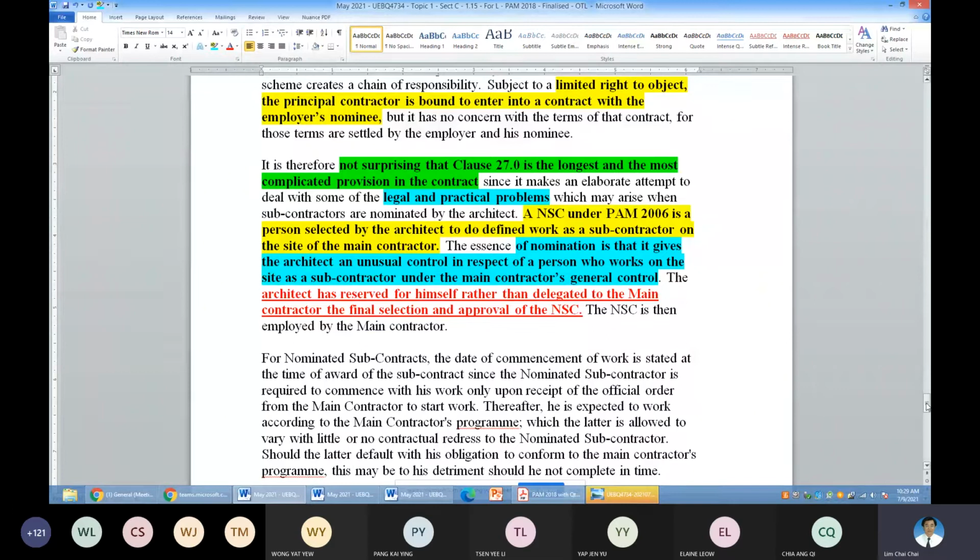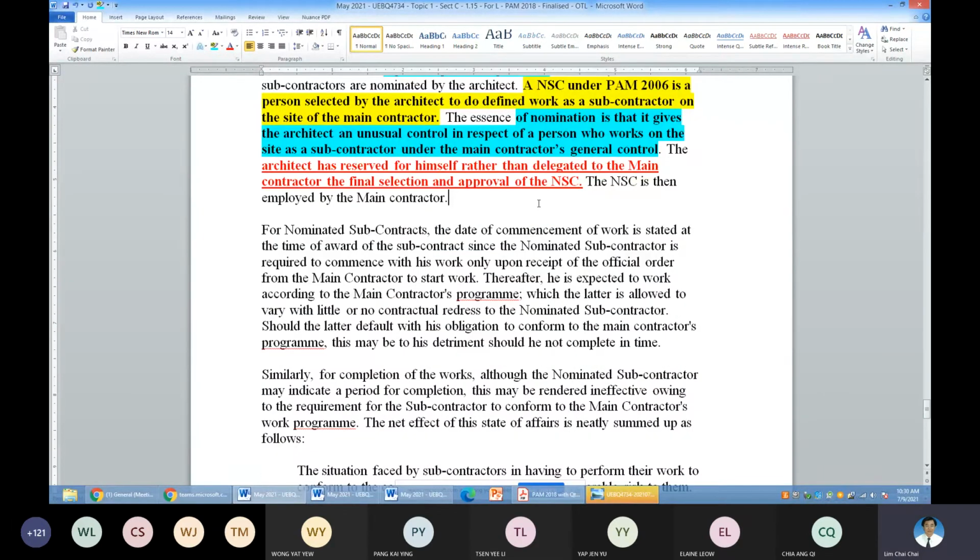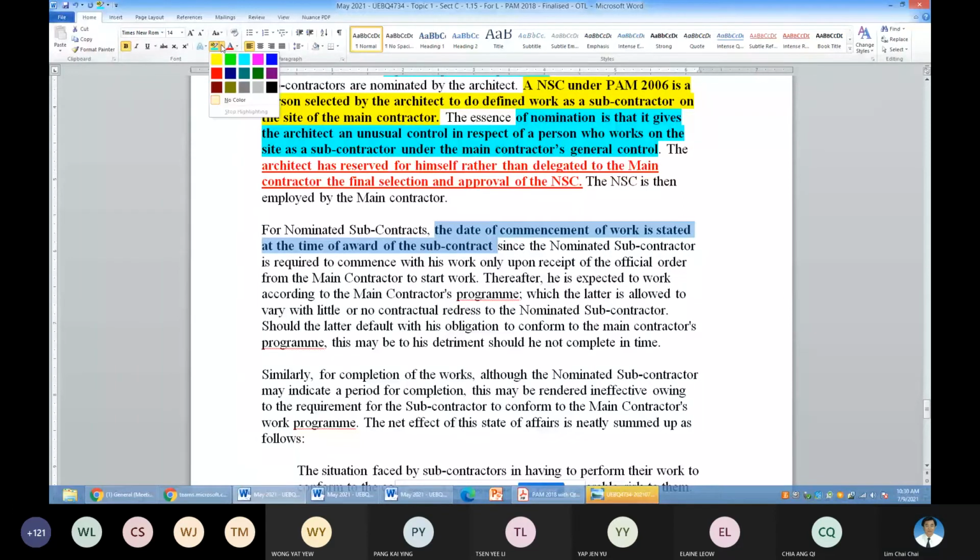And any problem with the nominated subcontractor, this is your problem and not my problem anymore. Generally, for the system to work fairly, the commencement of work is stated in the award of the subcontractor. For the NSCs, there is a commencement date and a completion date. But once the NSCs get into the equation, they also suffer a lot.